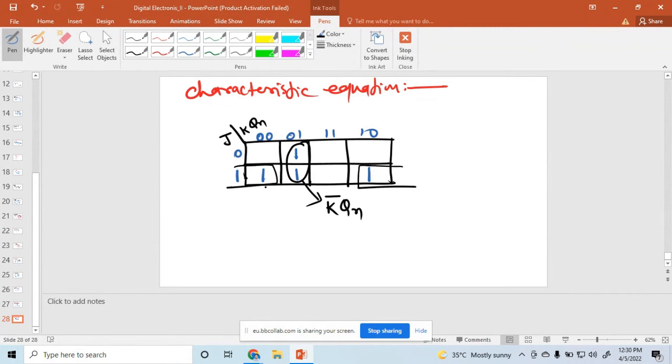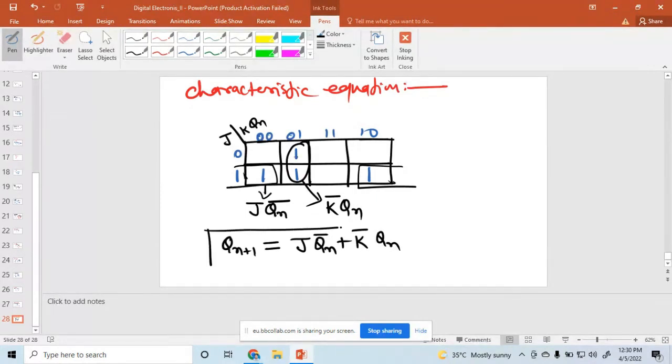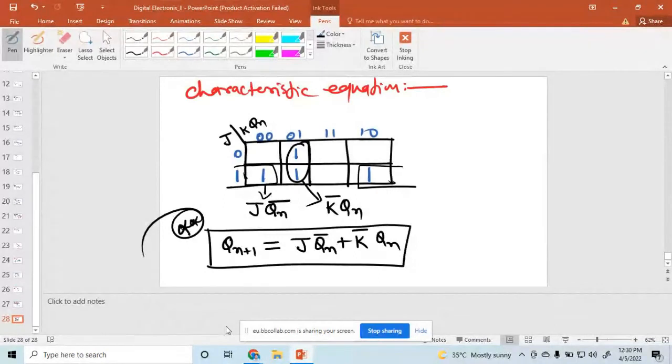What is the value of this one? Here it is J, and here the values are 00 and 10, so Qn bar. So simply you can say Qn plus one is equal to J Qn bar plus K bar Qn. So this is the characteristic equation of JK flip flop. Is that clear, or does anyone have any doubts up to this point?